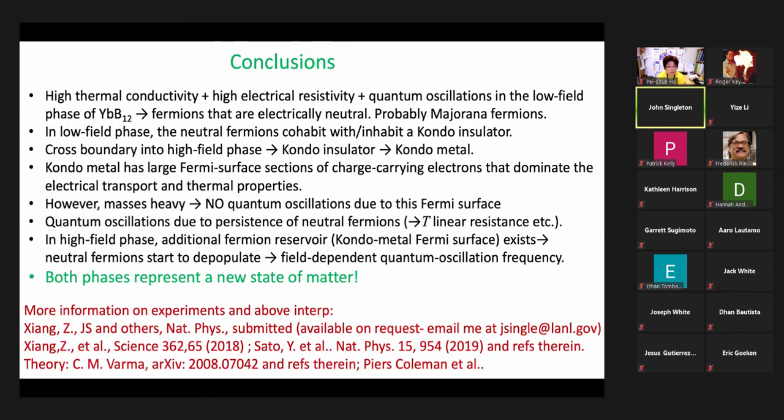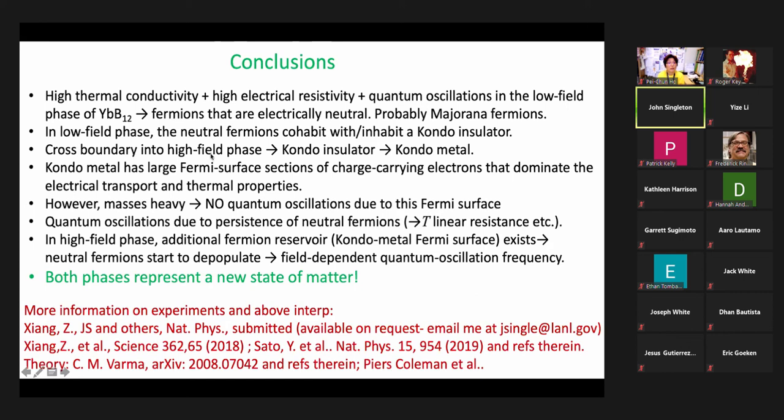So here's my conclusion. In the low field phase of ytterbium dodecaboride, we have a high thermal conductivity plus a high electrical resistivity plus quantum oscillations. And these things are evidence for fermions that are electrically neutral. And for reasons I explained, because this is a mixed valence system, they're probably Majorana fermions. In the low field phase, the neutral fermions cohabit with a Kondo insulator. And so there's a little bit of resistance, which these things modulate when they have quantum oscillations.